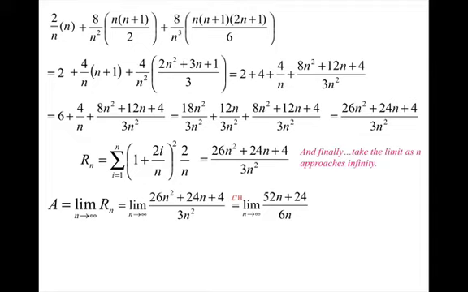And when I plug in infinity again, I'm going to get another infinity over infinity. So I can L'Hopital again to get 52 over 6. And 52 over 6 is just a constant, and I can reduce that to 26 over 3, which, if I was to divide that, would give me 8.6 repeating.